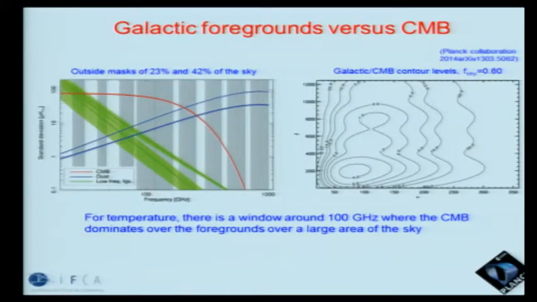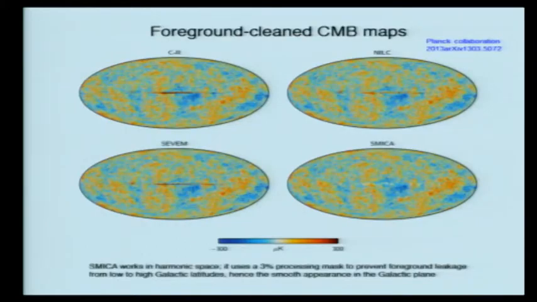So this is the situation in temperature. We have here the different foregrounds, and this is the CMB. Just to illustrate that this is real data, with the data we got, there is a window at around 100 gigahertz where the CMB dominates in this range of multipoles over the other foregrounds. This is not the case for polarization.